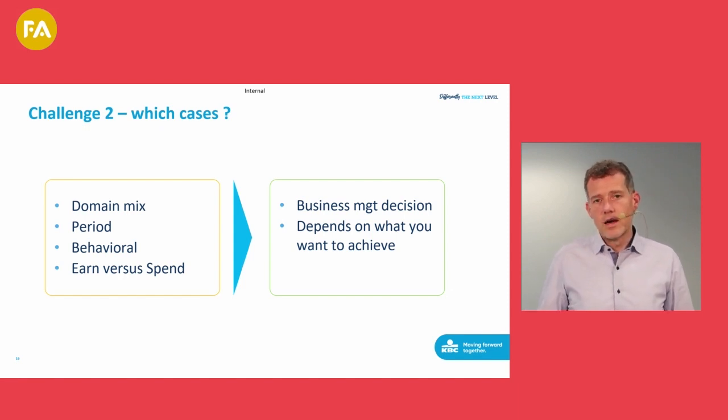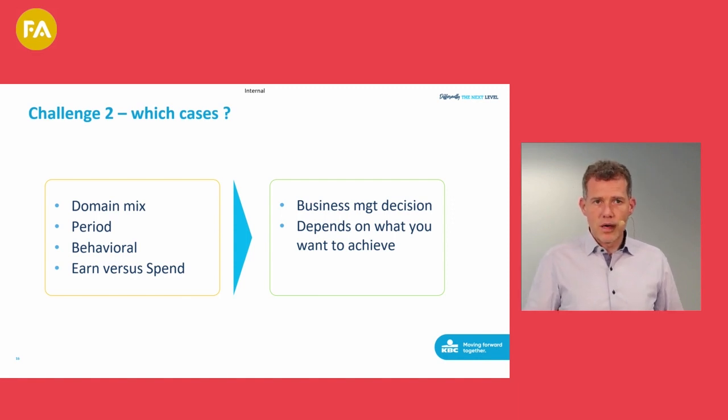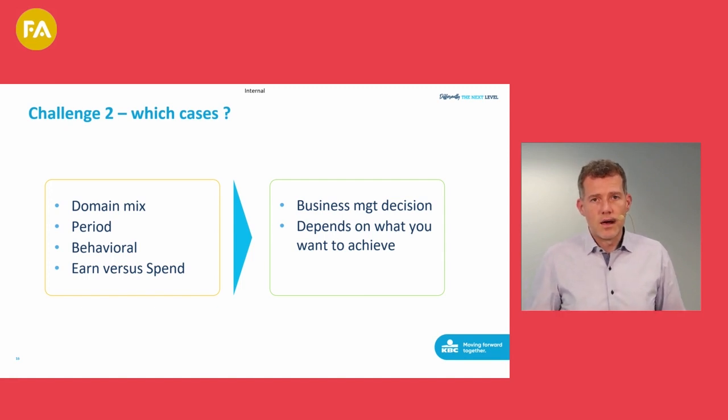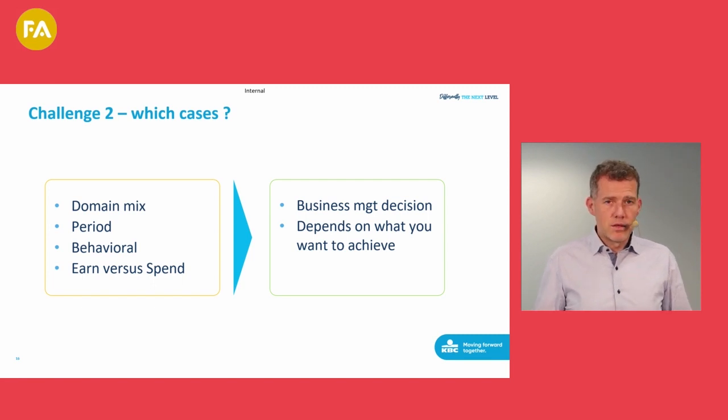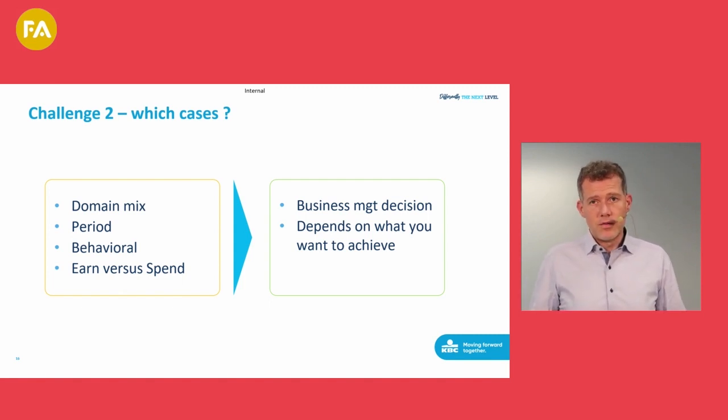We can define how we want to give coins, and we can help the customer, but the customer can also help us. We have to define the period, how long we let a case be valid to earn coins, the behavior I mentioned, what we want them to do, and also the earn versus spend: where can they spend their coins? Until there, business management decides what we want to achieve.